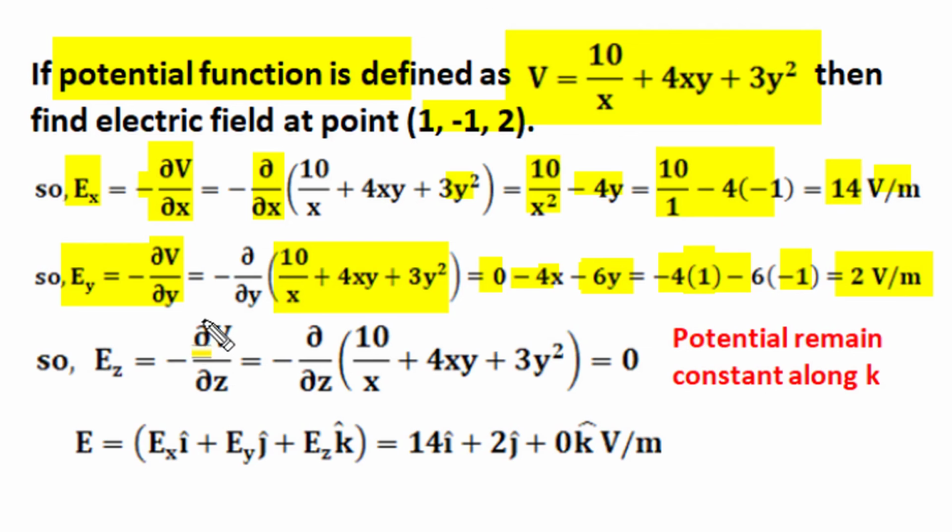And when the potential gradient along the z direction is taken, this potential function has no component of z, and for this partial change x and y are both constant, so this constant will not change along the z direction. So the electric field component along the z direction is 0, as potential along the z direction remains constant. And it is a universal fact, when potential along a certain line is constant, then the electric field along that line is 0. So we can say the x component of electric field is 14 volt per meter in the i cap direction, the y component is 2 volt per meter in the j cap direction, and there is no z electric field component.